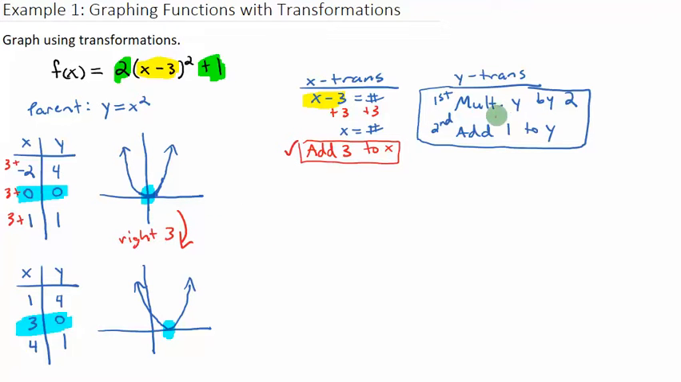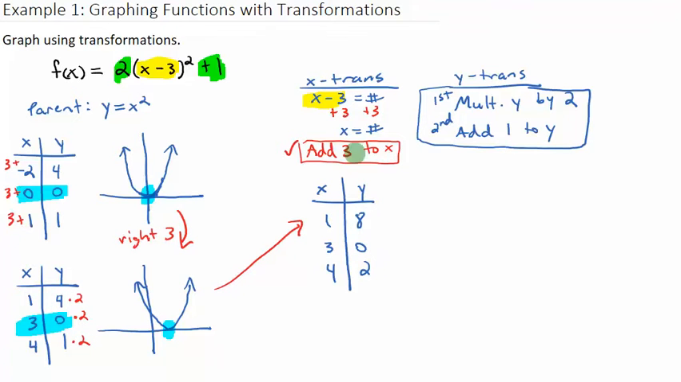Now let's do our y transformations. I need to multiply my y values by 2. So I'll put times 2 next to these y values. And I get a new set of ordered pairs. Let's go this direction. So 1, 3, and 4 are still my x values. My y values will be 8, 0, and 2. And our reference point is still 3, 0.